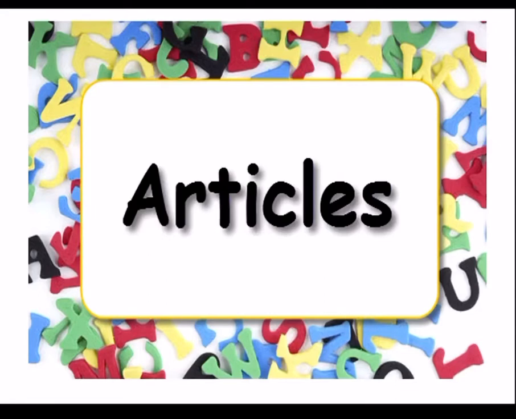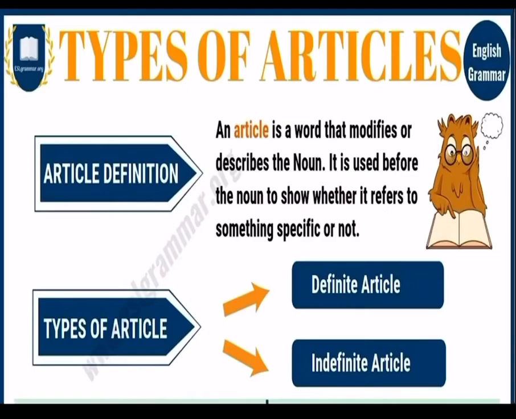We will be doing articles. Articles is something that you have already studied at your school level. You also have it for your diploma syllabus. So let us know in detail about articles. There are two types of articles: definite article and indefinite article.